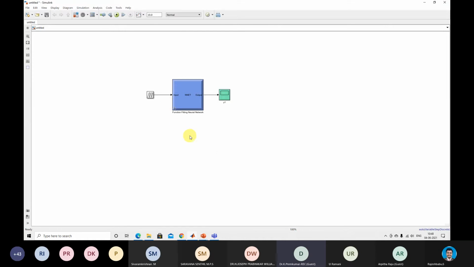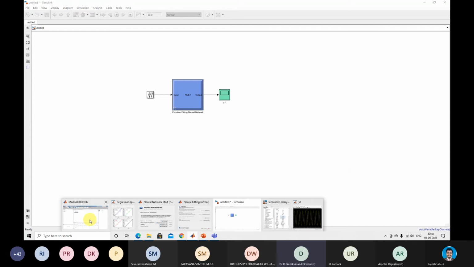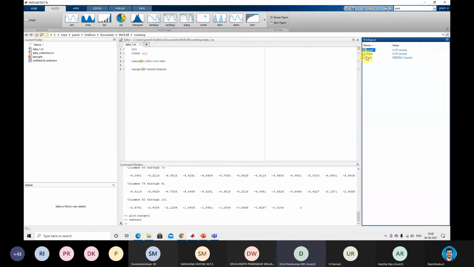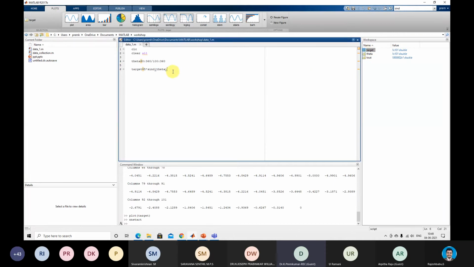Then we have to discuss how we can use ANFIS, the training of ANFIS in MATLAB. You have to consider the same data, theta and the target. When you train the ANFIS network in MATLAB, the data should be in matrix form. In a neural network, the input data and the target are in separate matrices, but in the case of ANFIS training, they should be in the same matrix.